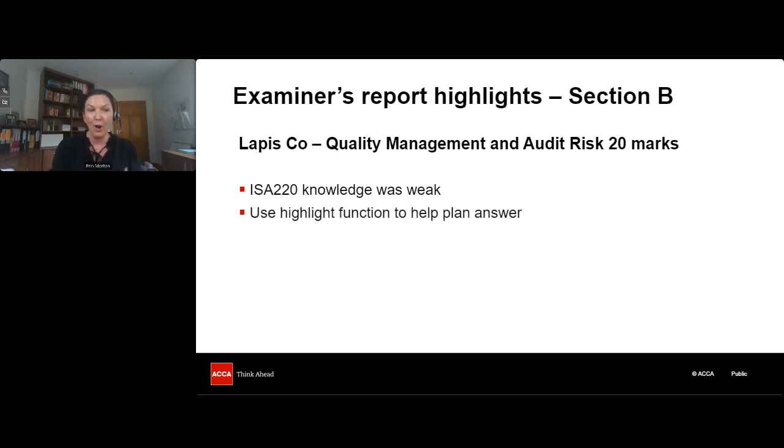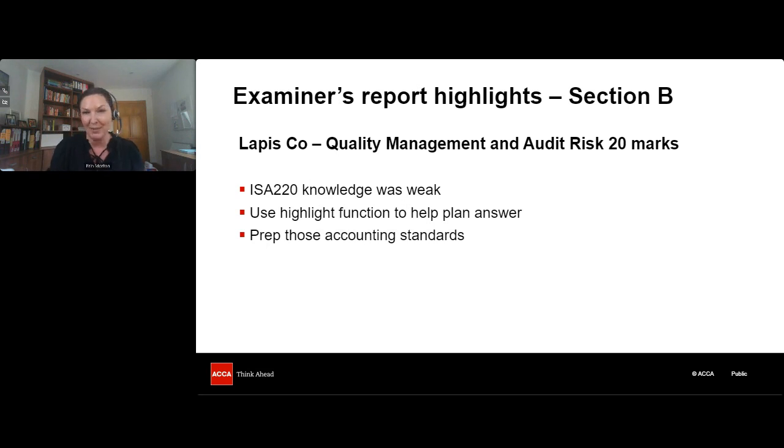Use the highlight function when you're planning your answer as well. So we'll show you an example in a little while before we finish today of how to approach a section B question, but by highlighting and copying and pasting, that really helps with the planning and preparation of your answer.